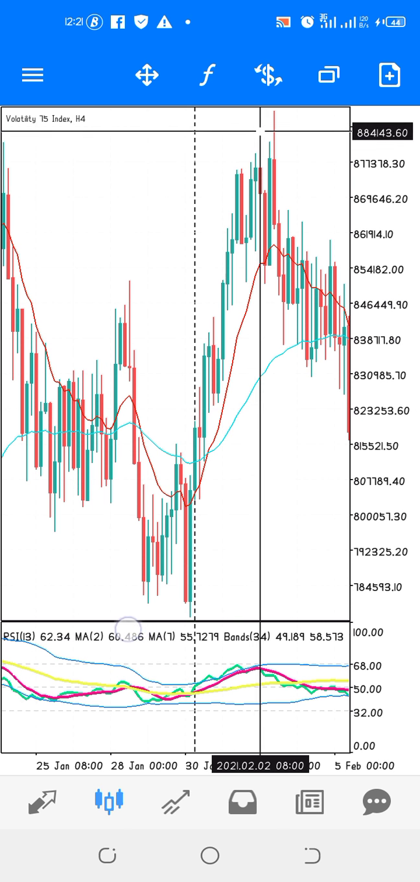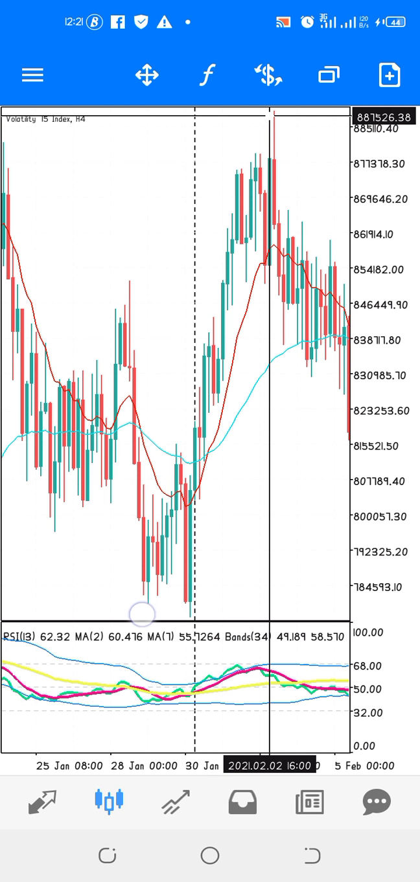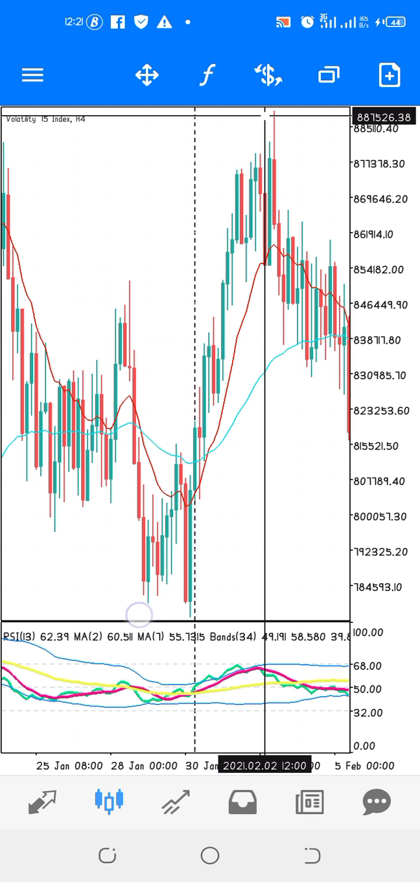And M50 for entry. Please, we spot divergence on H4 and H1, and we enter after seeing an engulfing or morning star or evening star on M15. In the next video, I'll teach you guys on entry point, exit point, and how to manage your trades.